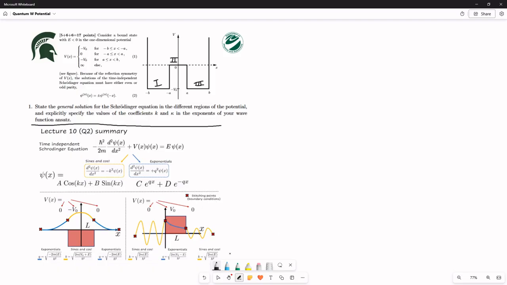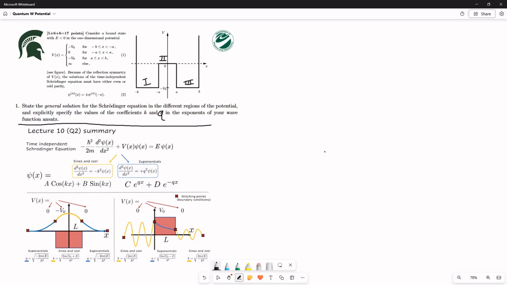We want to state the general solution for the Schrodinger equation in the different regions of the potential and explicitly specify values of the coefficients k and kappa. I can't really differentiate those over here, so I'm going to call that q, to stick with the notes, in the exponents of your wave function ansatz. Our current setup is defining regions 1, 2, and 3. We're going to assume the most interesting energy level, somewhere around here, below the 0 but above the negative V naught, so that we actually have something happening.